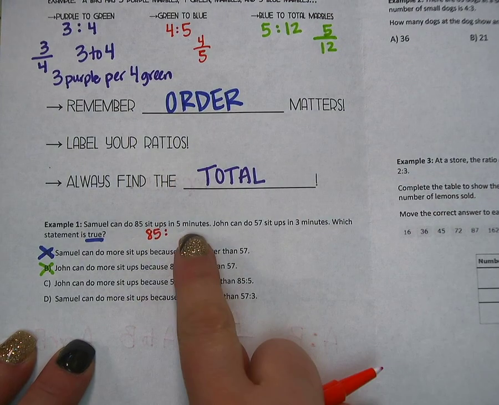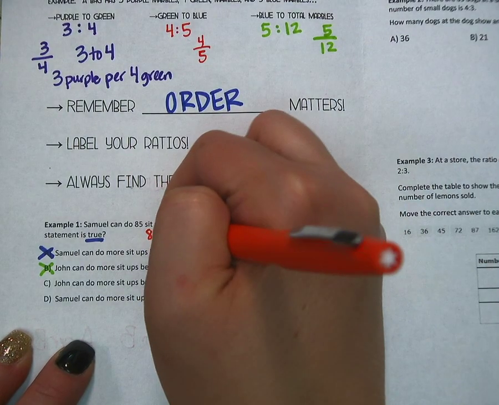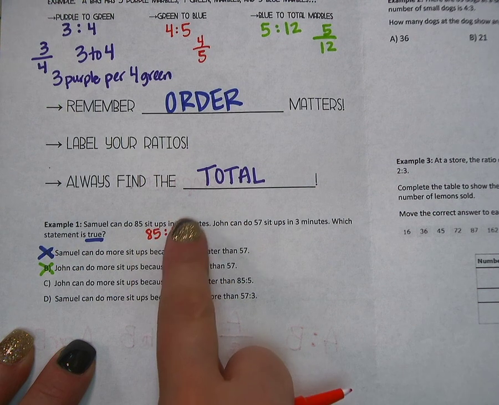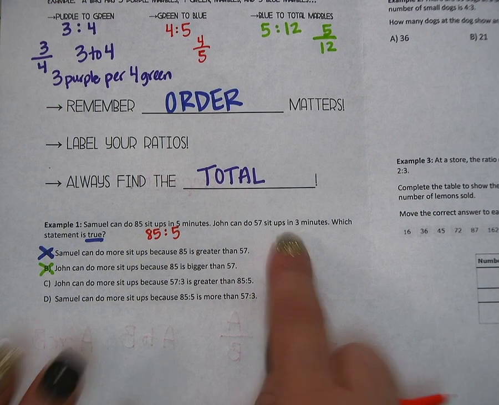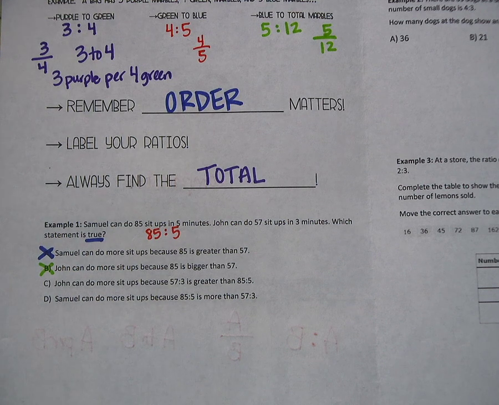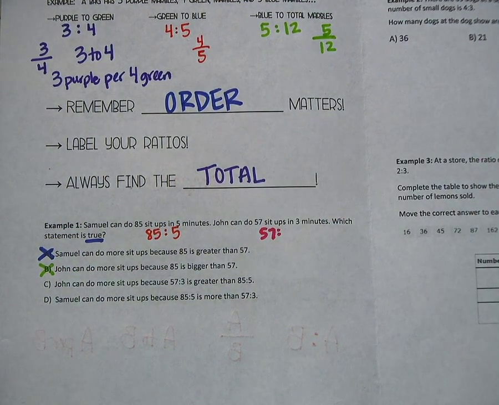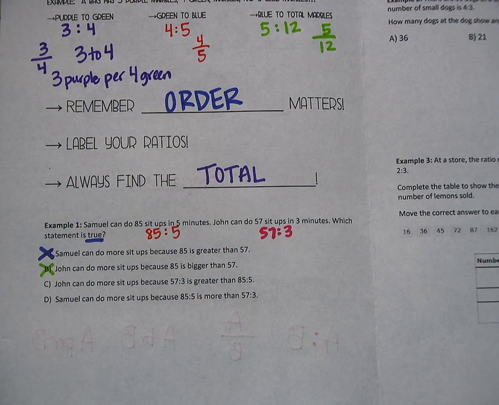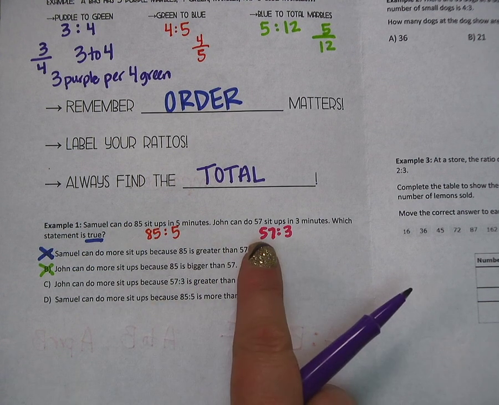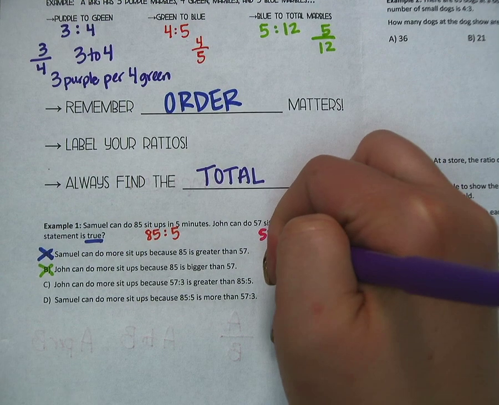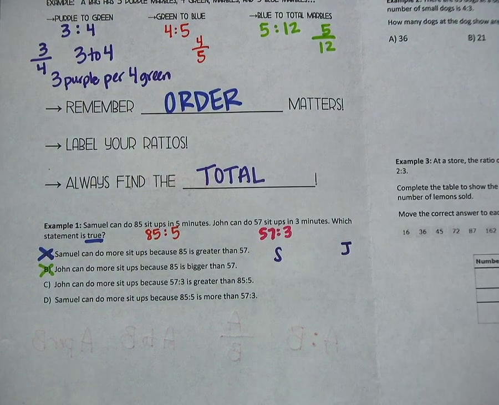And then a ratio of 5 minutes. Okay, so we had sit-ups and then minutes, whereas John has a ratio of 57 sit-ups in 3 minutes. And again, order matters. I put them in the same order, so I have sit-ups and minutes, and I'm comparing Samuel to John. All right, so Samuel versus John.